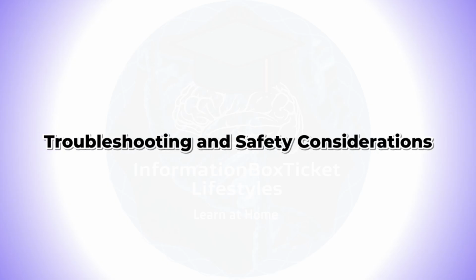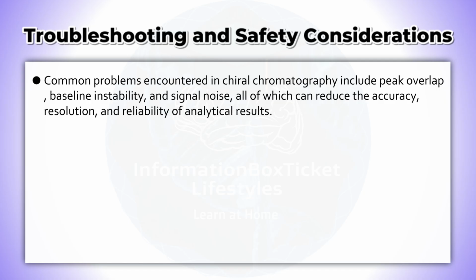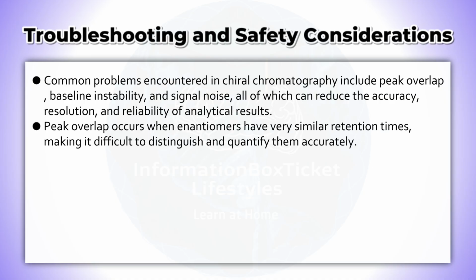Troubleshooting and safety considerations. Common problems encountered in chiral chromatography include peak overlap, baseline instability, and signal noise, all of which can reduce the accuracy, resolution, and reliability of analytical results. Peak overlap occurs when enantiomers have very similar retention times, making it difficult to distinguish and quantify them accurately.